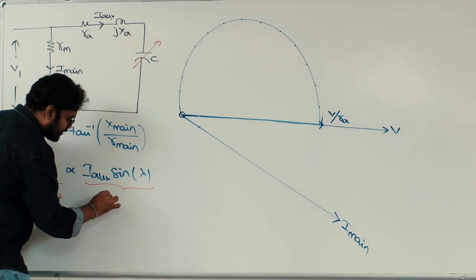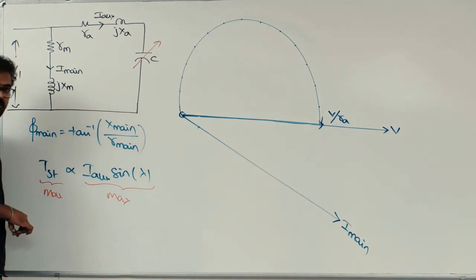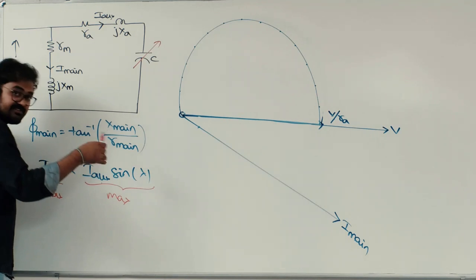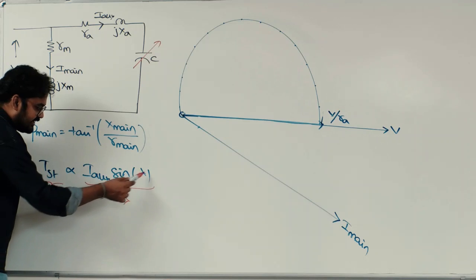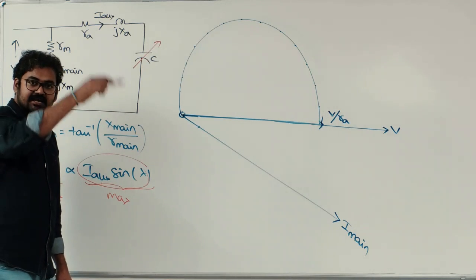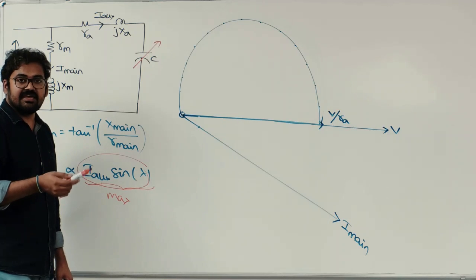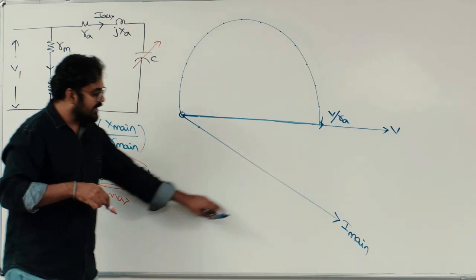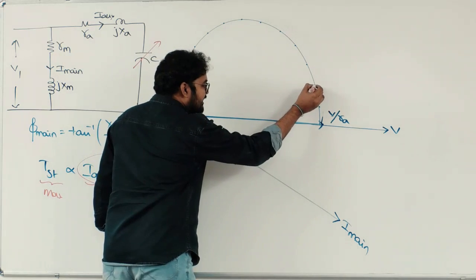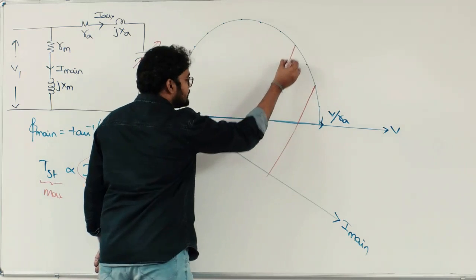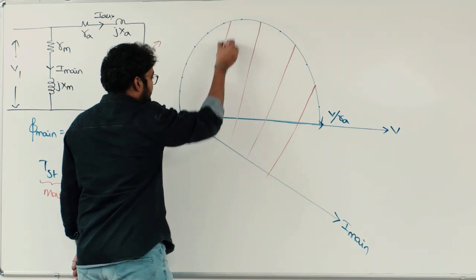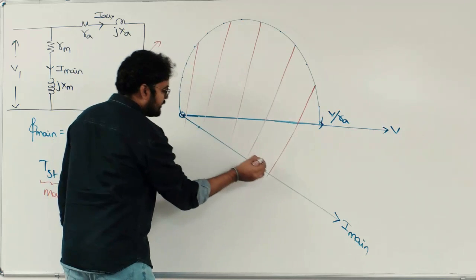This entire product should be maximum. This entire product means, as I told you already in the phasor diagram, I auxiliary sine lambda means draw a perpendicular line from the auxiliary current vector such that it makes 90 degrees on the main winding current. So what I do is that I will draw different perpendicular lines here.